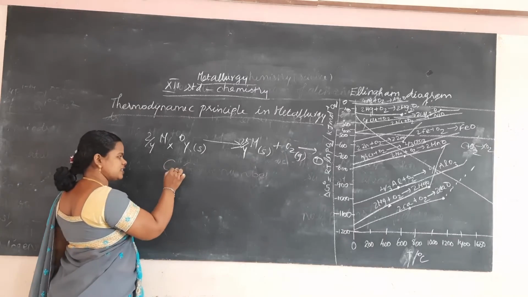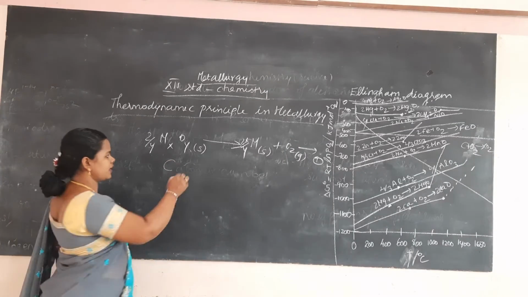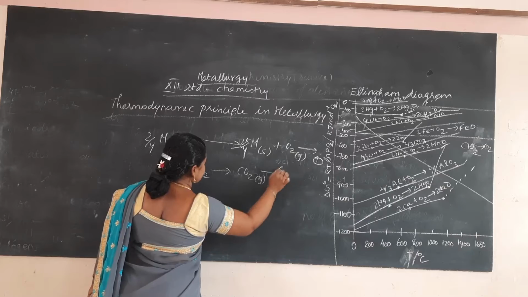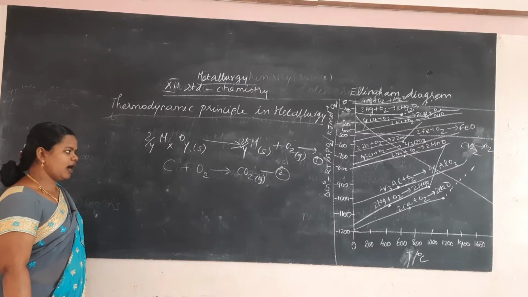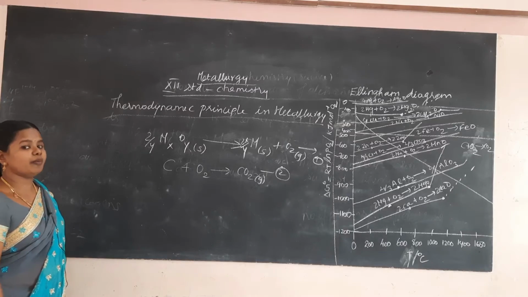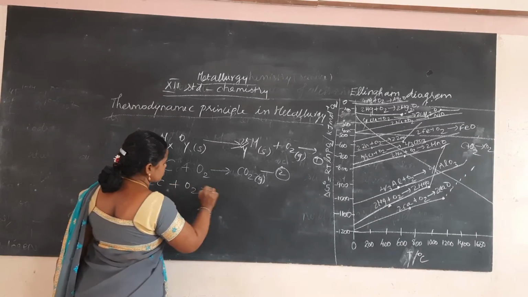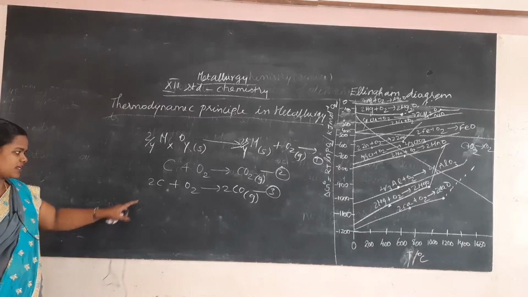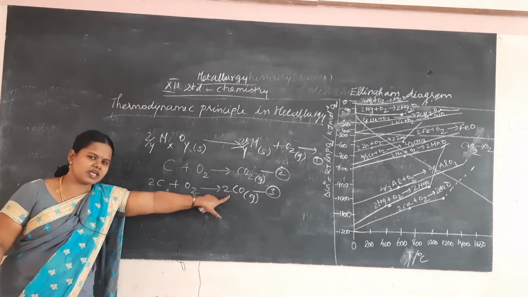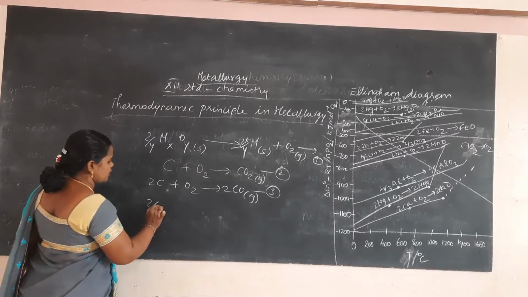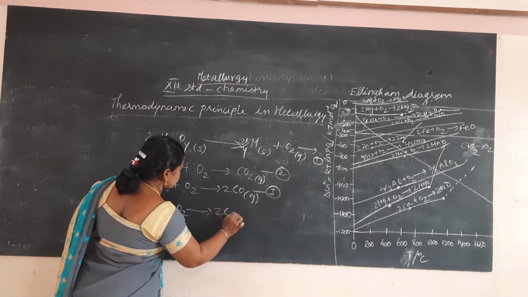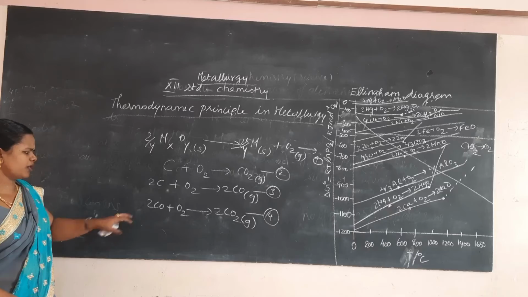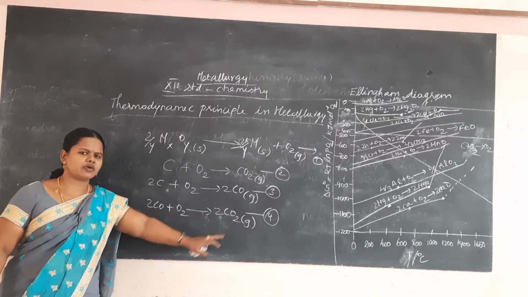What is the symbol for carbon? C. When carbon is used as a reducing agent, it reacts with oxygen to form carbon dioxide gas. That is the second equation. And the carbon also reacts with oxygen to form carbon monoxide gas. 2C plus O2 gives 2CO gas, that is the third equation. And if this carbon monoxide is used as a reducing agent, then it again reacts with oxygen to form carbon dioxide gas. That is the fourth equation. So here 4 oxygen, here also 4 oxygen, so it is balanced.